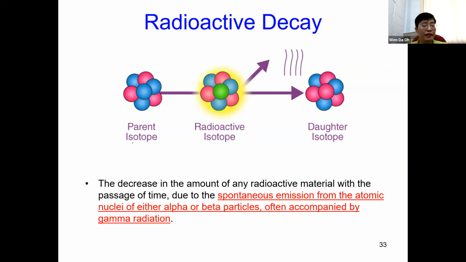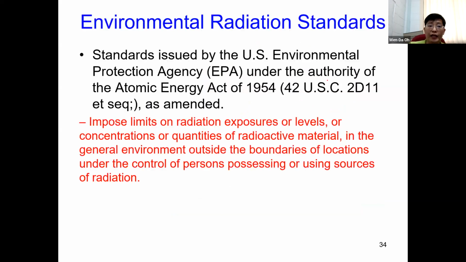So as I said, radioactive decay is not only one emitting one particle. This kind of radioactive decay usually starts from a parent isotope, and then it releases gamma, alpha, beta particles. After that, you will have the formation of a daughter isotope with all those particles being released, and it's very radioactive. So because of this, we have to protect ourselves.